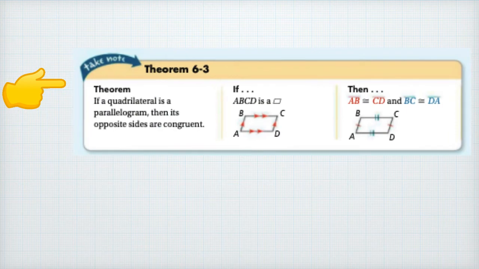Okay, so let's have here theorem 6-3. If a quadrilateral is a parallelogram, then its opposite sides are congruent. So here, if ABCD is a parallelogram, therefore BA is congruent to CD, and also BC is congruent to AD. It means to say that in a parallelogram, opposite sides are congruent.